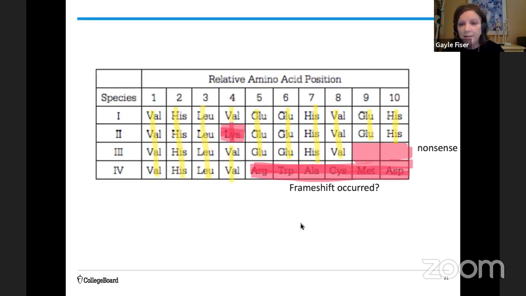And then in the other one, all of a sudden we dropped 2 amino acids. So all of a sudden it stopped before it was supposed to. So then we have nonsense. So if we had to pick one that was the closest related, it would be the one with the least amount of change, the least amount of differences in amino acids. So 2 would be a closer relative to 1 than 3 or 4, if we were looking at it from that perspective.